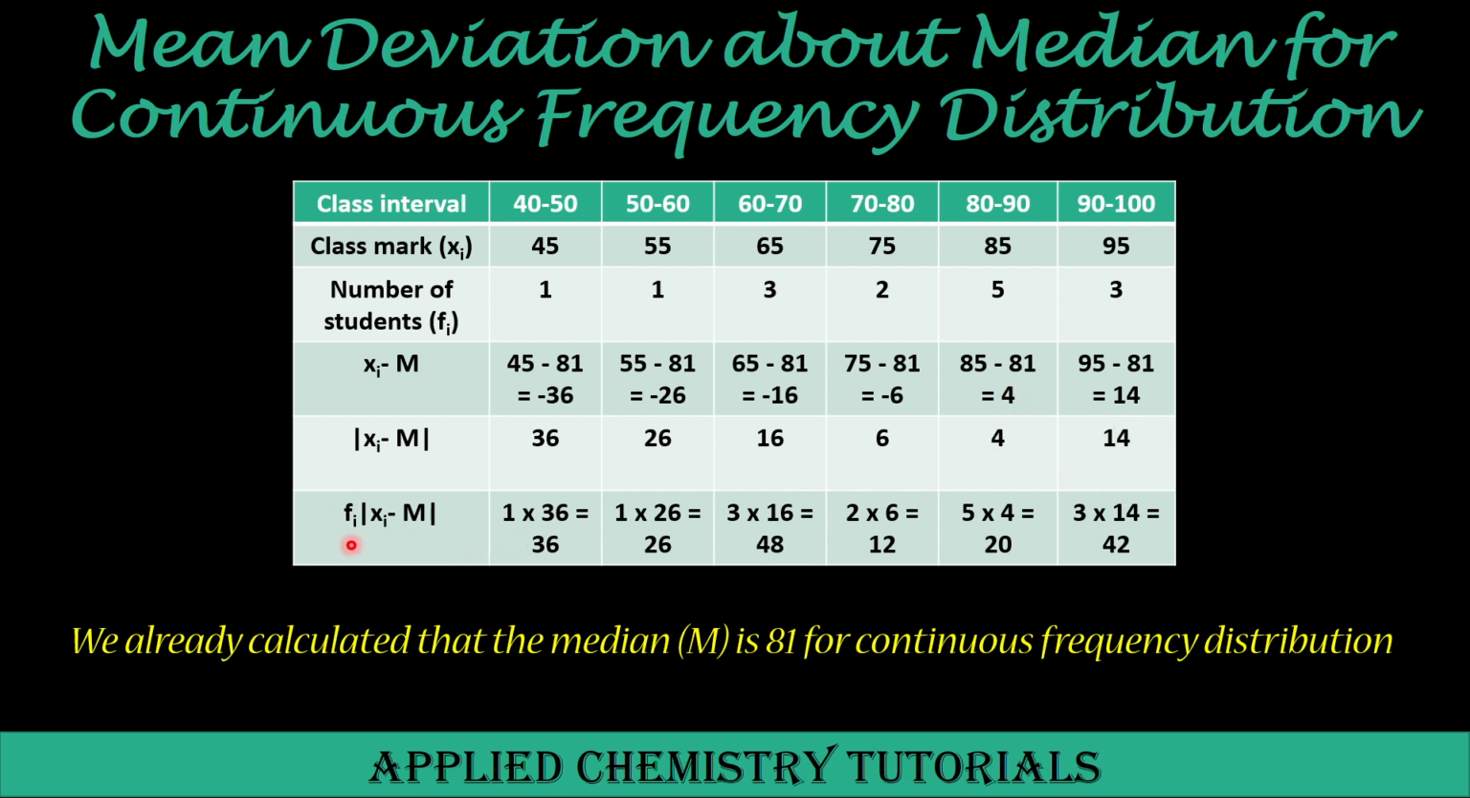Finally, we need to calculate fi multiplied by the modulus of xi minus capital M. We have the fi term for each class interval. For 40 to 50 it's 1, multiplied by the modulus of xi minus capital M, which is 36 here, so 1 multiplied by 36 is 36. Similarly, for 50 to 60 we have 1 multiplied by 26, which equals 26, and so on.